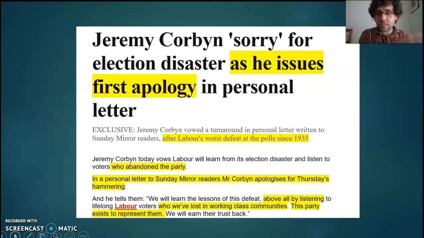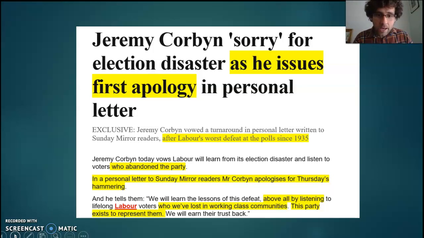Then we get "in a personal letter to Sunday Mirror readers, Mr. Corbyn apologises for Thursday's hammering." So we get the prepositional phrase first. It comes to our readers and only our readers, and then he apologises. Another prepositional phrase: "for Thursday's hammering." So where is he apologising? In the letter. Why is he apologising? For Thursday's hammering. So those prepositional phrases work as adverbials to explain.